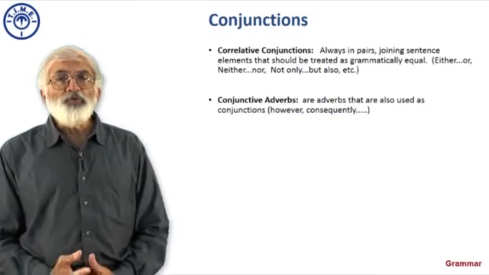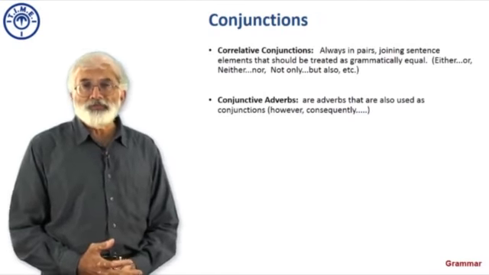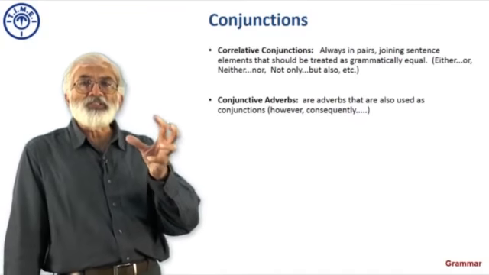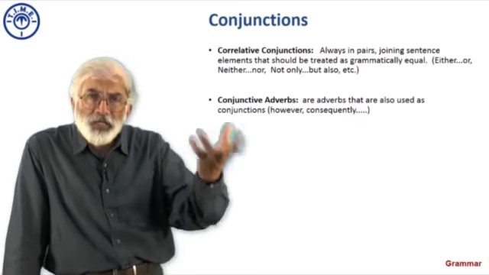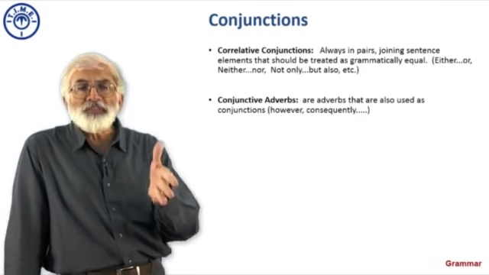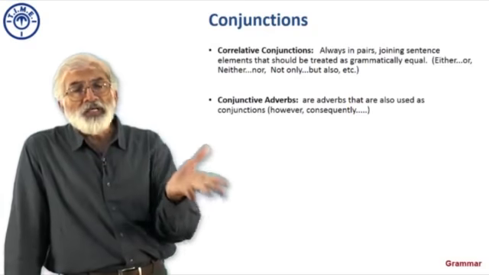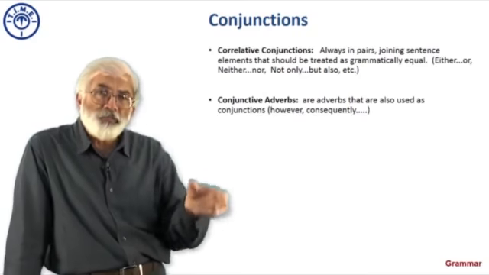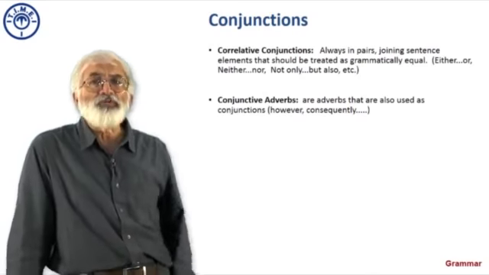The other thing that we do need to remember is what we call the correlative conjunction. Now what's a correlative conjunction? The conjunction appears in pairs because it's joining sentence elements that are to be treated in pairs. So when I say either or, then the either brings in something and the or brings in something. The neither nor, the neither brings in and the nor brings in something. Not only but also, the not only brings in something, the but also brings in something. So what are we saying?